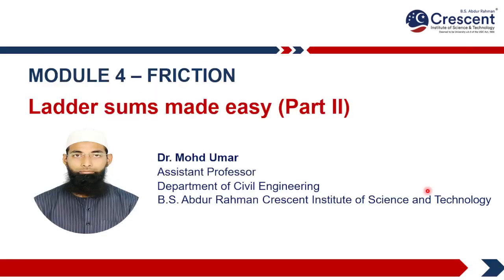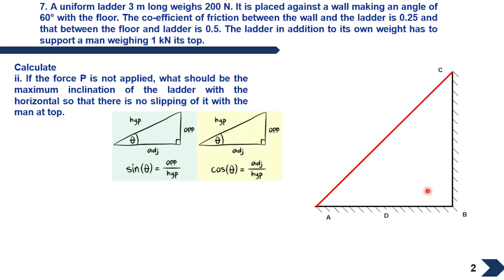Dear friends, this is part 2 of my previous video on ladder sums made easy. So we will solve part 2 of the sum which I solved in part 1. In the same sum we saw earlier, we have a uniform ladder of 3 meter length and its weight is 200 Newton. It is placed against a wall making an angle 60 degree with the floor.